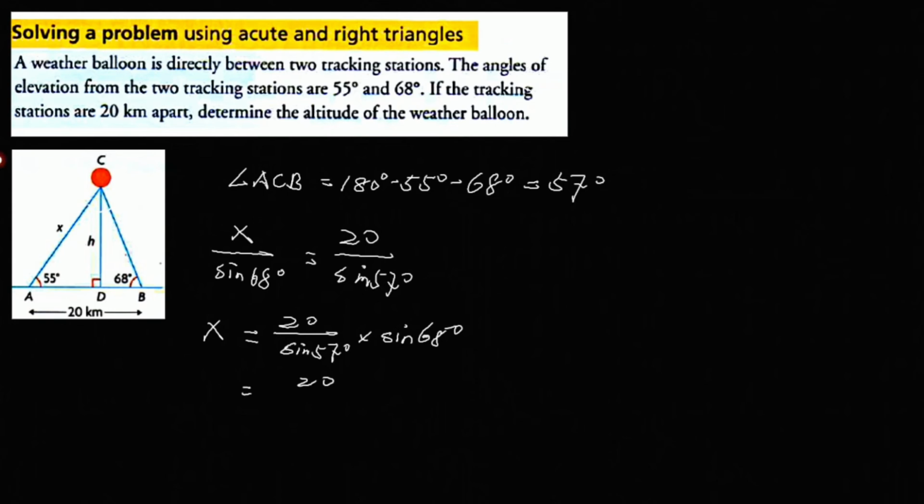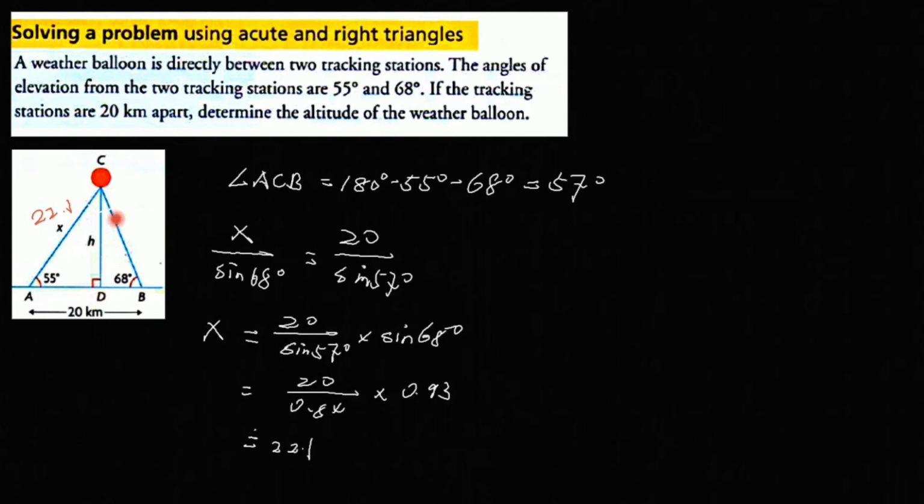Okay, 20 over sine 57 equals 0.84, times sine 68 equals 0.93. So we know X is around 22.1. Okay, right now we know X, so we can mark it down. X equals 22.1.